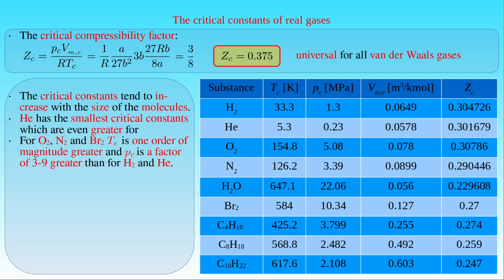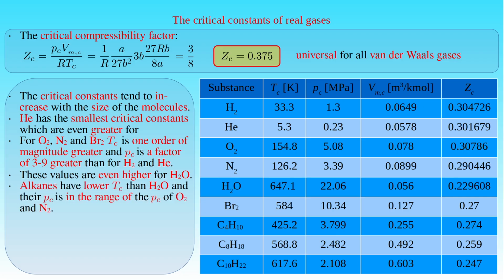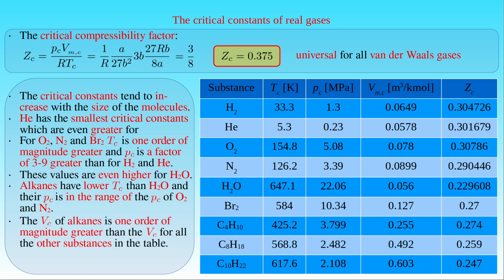Indeed, their volume correction constants are not much greater than those for the molecules of light elements. Not surprisingly, the water molecule has even higher critical temperature and critical pressure, although its critical molar volume remains very small. In the case of substances composed of organic molecules like alkanes, we find that butane, octane and decane have somewhat lower critical temperatures than water, and their critical pressures remain in the range of the critical pressures of oxygen and nitrogen. Nevertheless, their critical molar volumes are at least one order of magnitude greater than those of the other substances shown in the table, indicating that their volume correction constants are also the greatest among them.